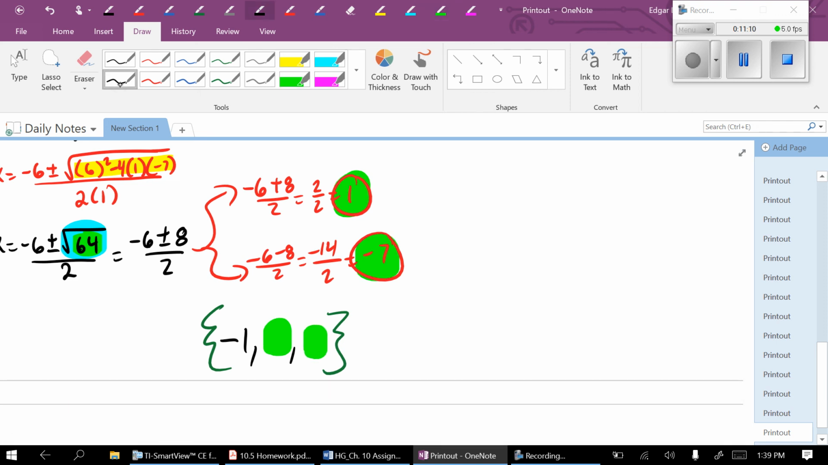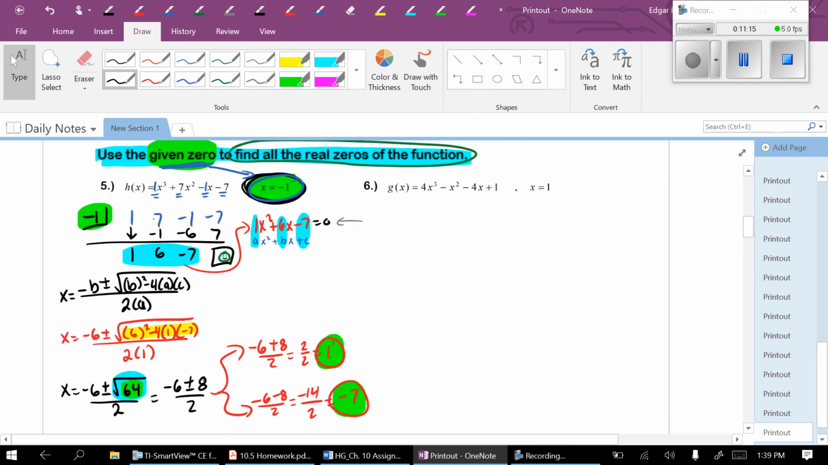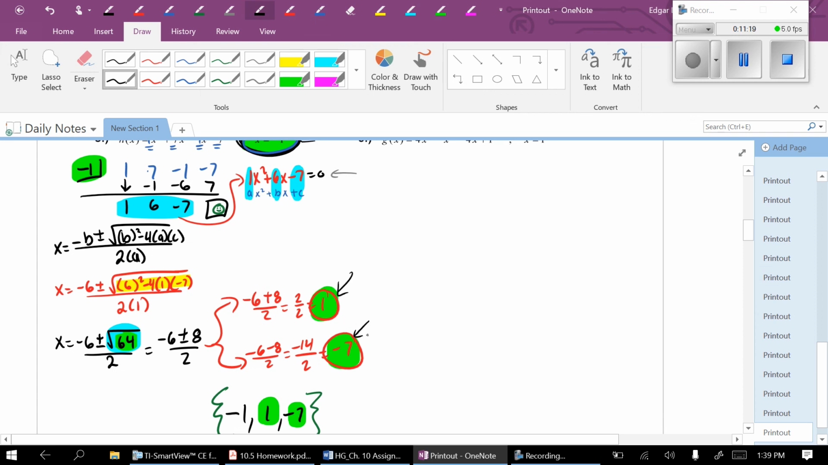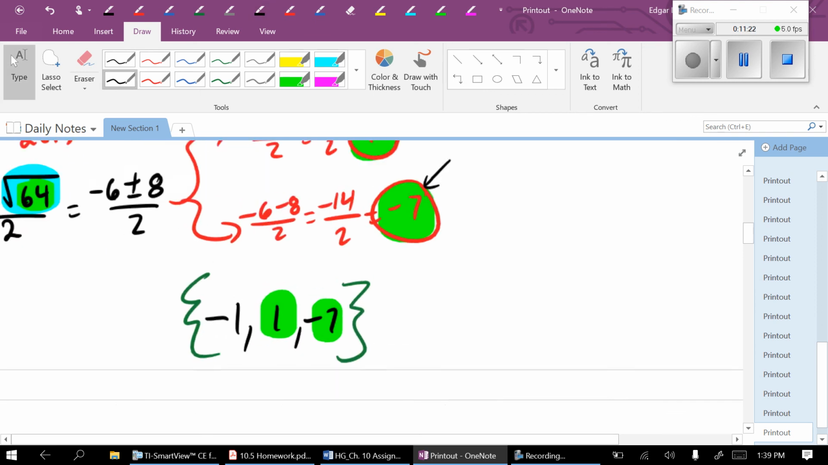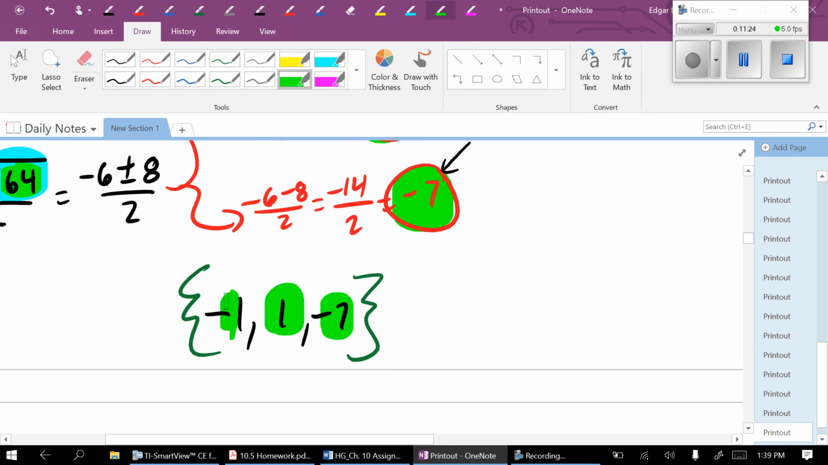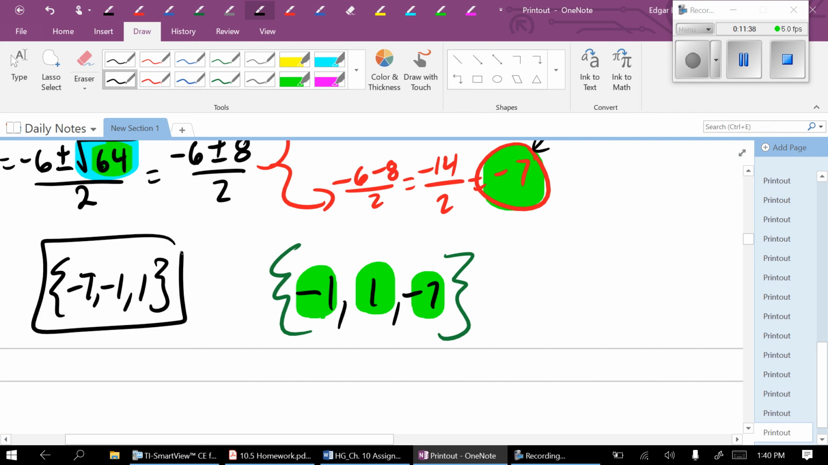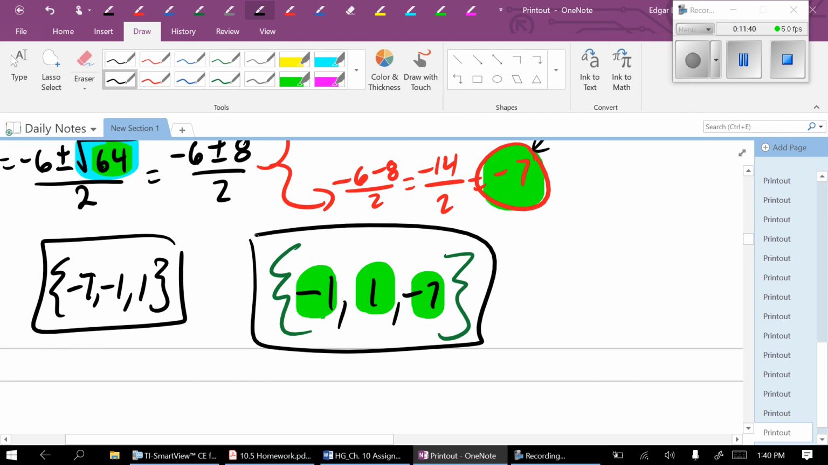Okay, I was given one at the very beginning, right here, negative 1. But then I found two more. These are your solutions, guys. These are your zeros. So negative 1, 1, and negative 7 are your solutions. Those are your zeros. Now, if you want to put them in the right order, because technically they should be from smallest to largest, it would look something like that. For now, I'm totally cool with this, guys. But just know that the formal way of writing it would be in that way.